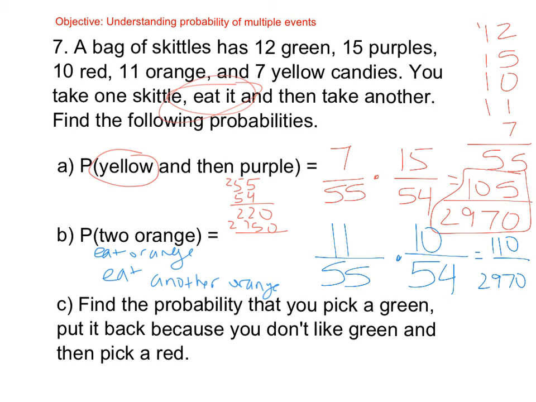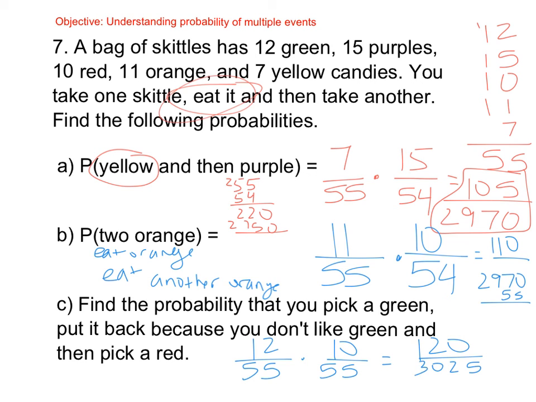All right, so now C is a little different because here, we put it back. Find the probability that you pick a green, put it back because you don't like green, and then pick a red. So out of 55, probability of picking a green is 12. Now I'm putting it back so I'm at 55 again, and then I'm going to pick a red, 10. So 120 over whatever 55 squared is, let's add 55 to that. 5, 2, 30, 25. Okay. That's it.